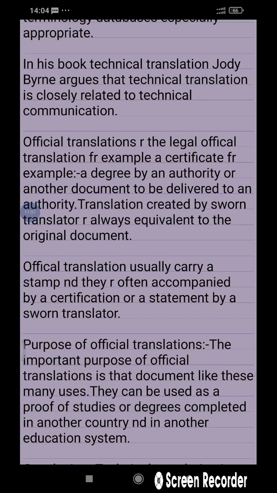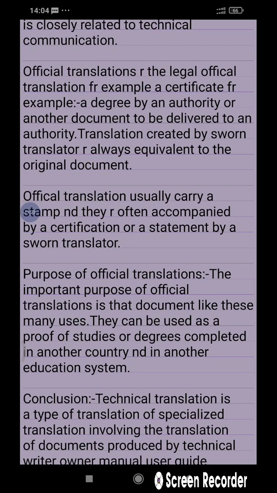Official translations are legal, official translations, for example a certificate, for example a degree issued by an authority, and another document to be delivered to an authority. Official translations usually carry a stamp and are often accompanied by a certification or a statement by a sworn translator.